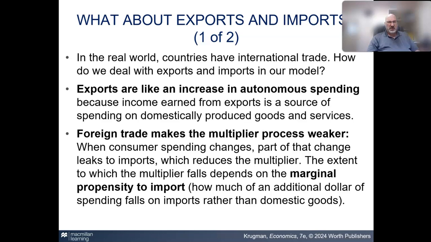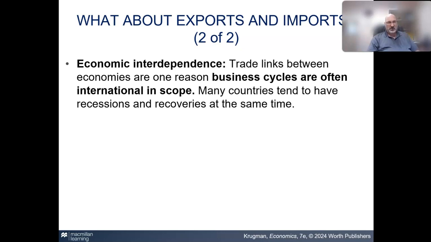In the real world, countries have international trade. How do you deal with exports and imports in the model? Exports are like an increase in autonomous spending, because income earned from exports is a source of spending on domestically produced goods and services. Foreign trade makes the multiplier process weaker. When consumer spending changes, part of that change leaks into imports, which reduces the multiplier. Part of that depends on the MPI, the marginal propensity to import: how much of an additional dollar of spending falls on imports rather than domestic goods. So that's how that works.